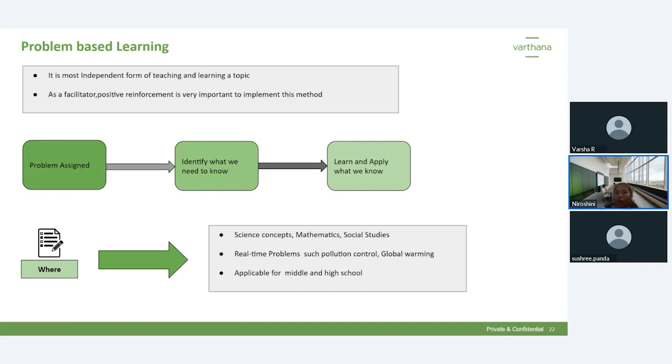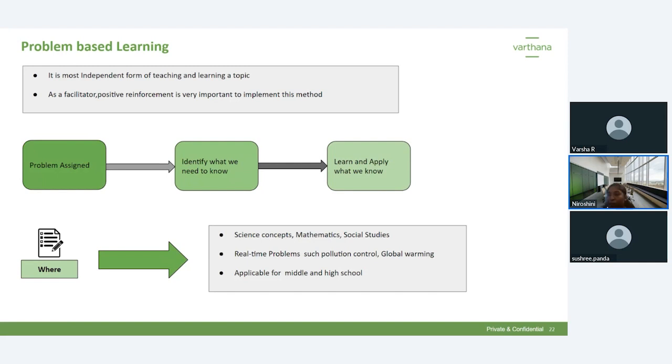Generally, a problem is assigned, and then we identify what we want to know. When a problem is given, the child has to first identify what they really need to know about the problem. Once they understand the facts and what the essential problem is, they learn about the effective methodologies that can be used to arrive at a solution. They apply what they already know, or they research, and they know what the whole problem is and how to find a solution for it.